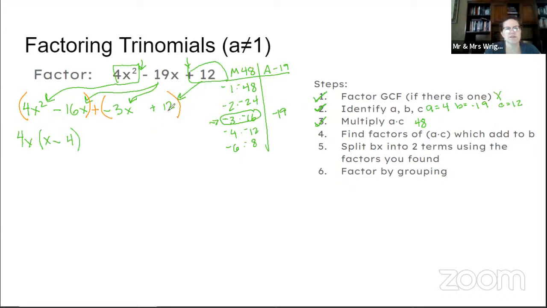Now let's look at this one. I think I'm going to have a negative 3 here, and not an x, so just a negative 3. And this is going to be x.